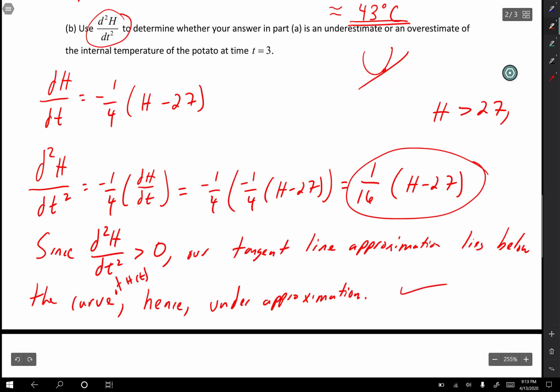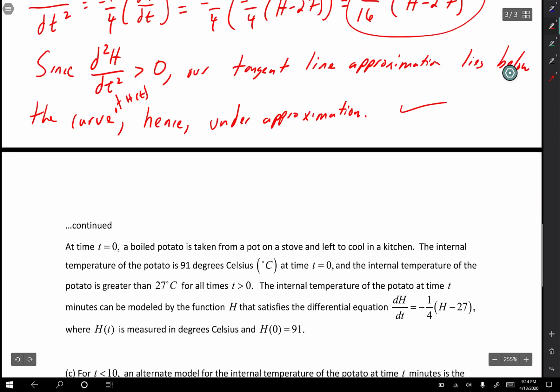Perfect. I think I love it. I think I'm in love with this question. And I don't see any flaws in it yet. Let's see, positive, concave up. My tangent line's below the curve. Excuse me. So we're good.